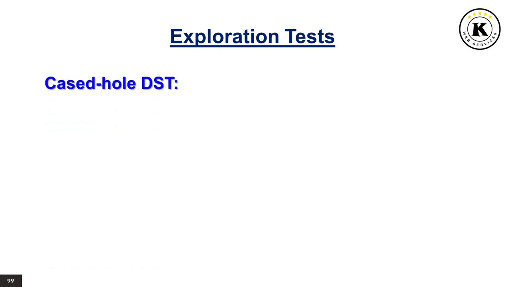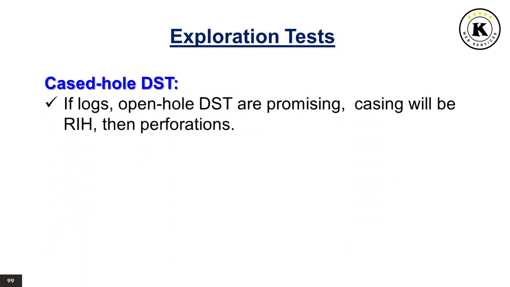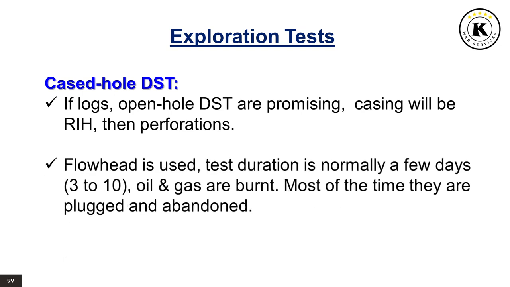Cased hole DST. If logs and open hole DST results are promising, casing will be run in hole, then perforations are done. Flowhead is used. The test duration is normally a few days, 3 to 10, during which oil and gas are burnt. Most of the time they are plugged and abandoned.